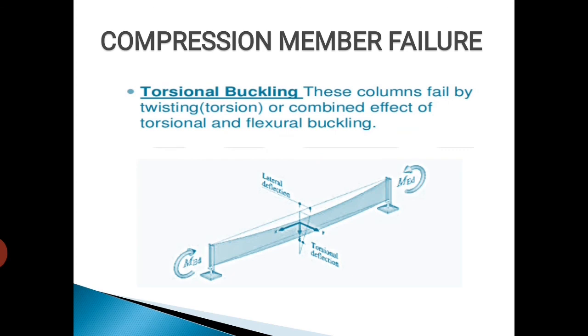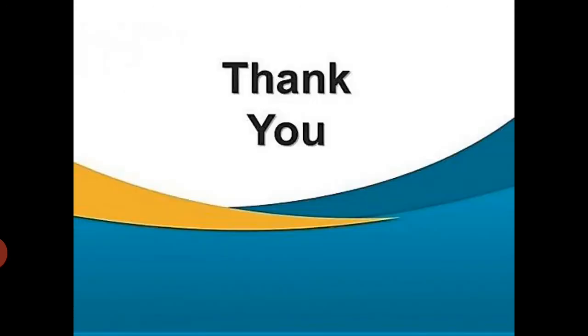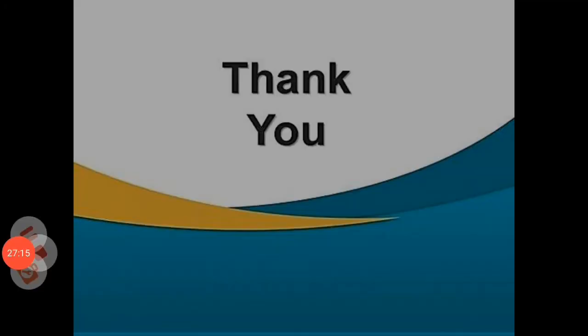And the last type of compression member failure is torsional buckling. What is torsional buckling? Torsion is the twisting moment. So these columns fail by twisting or by the combined effect of torsional and flexural buckling. This is an example of torsional buckling.